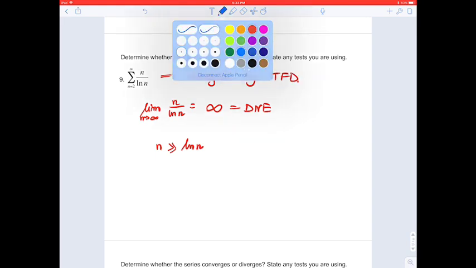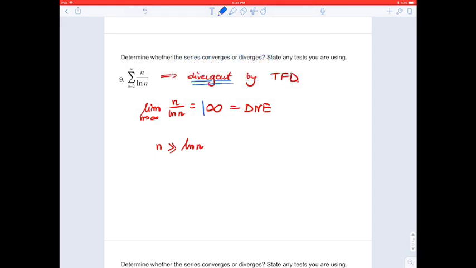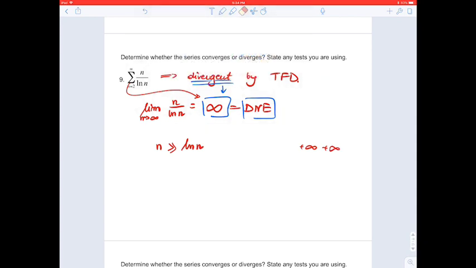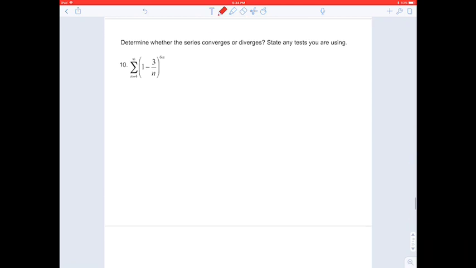By test for divergence, why is it divergent? Because the limit doesn't exist. We can imagine these terms, n over ln of n, are huge, like infinity, and then sigma is telling me to add, so of course that's infinity plus infinity plus infinity plus infinity. Am I getting somewhere? Of course not. I'm getting just a big huge number, divergence.